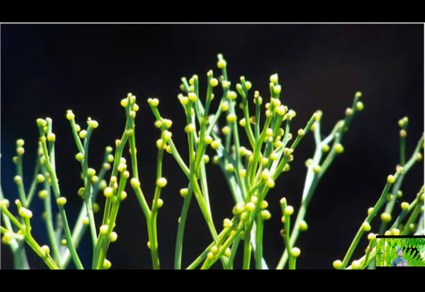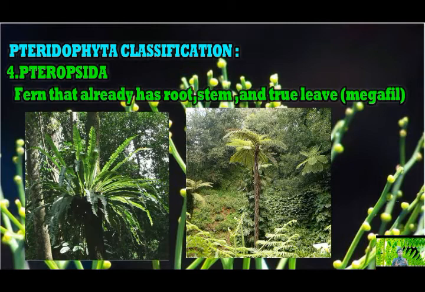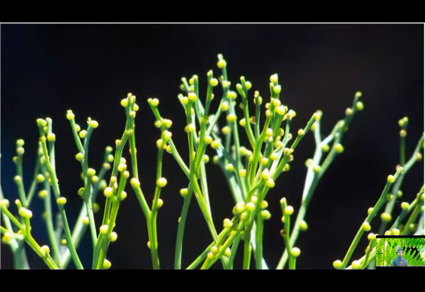Yes, the fourth, PTEROPSIDA. PTEROPSIDA already has root, stem, and true leaves. And leaves are generally large or also called megafil, and the stem can grow underground like rhizomes, or the stem grows above the ground, and on the lower surface of the leaves there is a sorus.